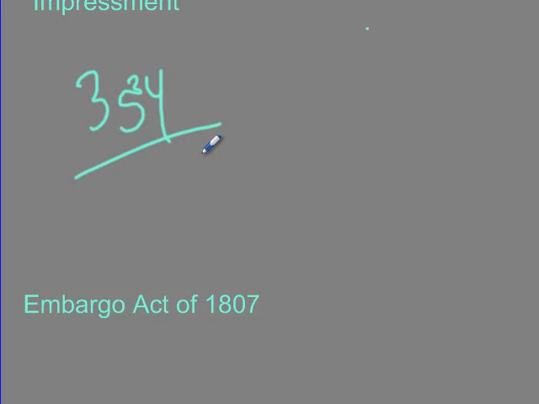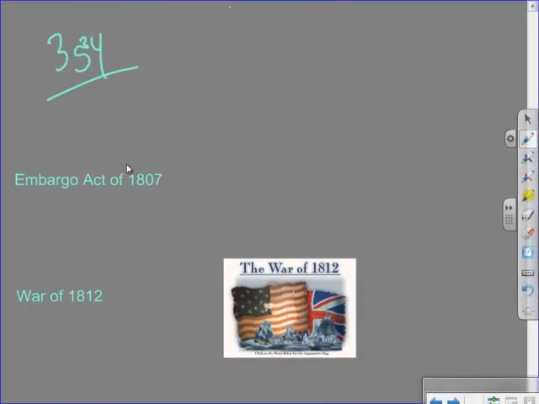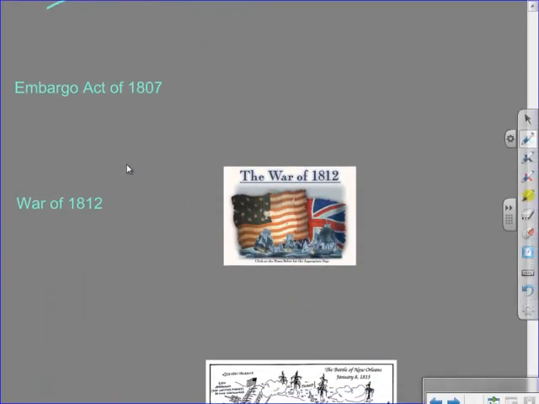It gets us very angry. Thomas Jefferson tries to get them to stop this in a peaceful way by putting in the Embargo Act of 1807, which is also on page 354. It basically stops trade with all other foreign nations. This hurts us more than it hurts other countries. We are unable to trade. We are unable to make money. So all this is going on, and American citizens get very angry at the British.